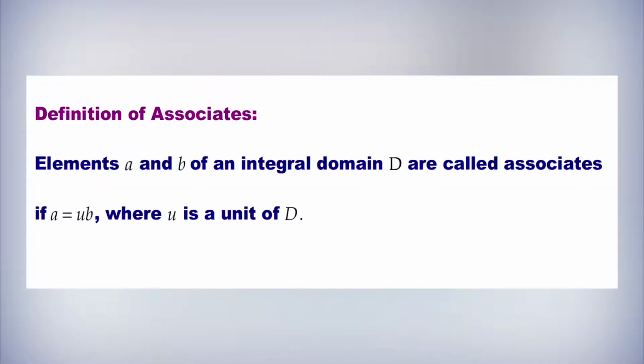Let us see some basic definitions here which will be useful to define unique factorization domain. The definition of associates is: elements a and b of an integral domain D are called associates if a equals ub, where u is a unit of D. In previous modules, we had learnt about irreducible ideals and polynomials. Similarly, here we are going to define irreducible element.